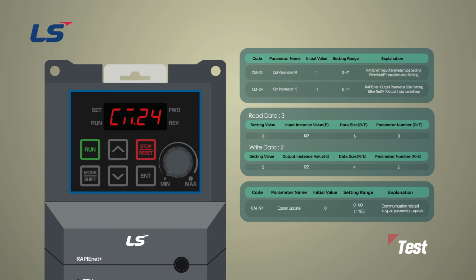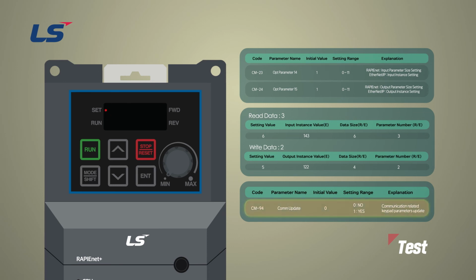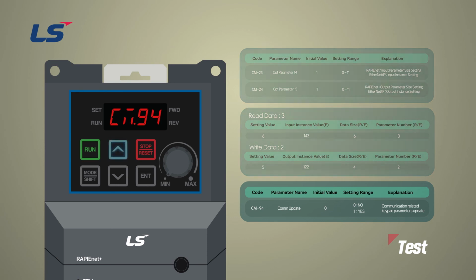If you look at the table for write data as well, the number of parameters is determined according to the output instance value. And since it was decided to set the write data to 2, set the corresponding setting value to 5. To save the changed setting value, set CM group 94 to yes to complete.